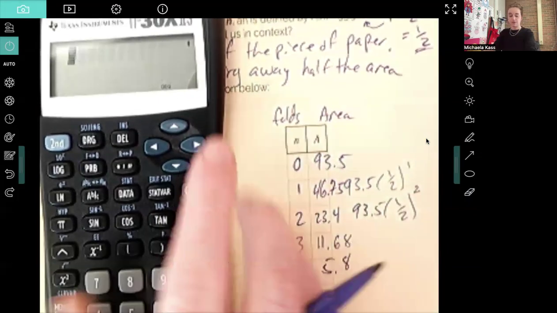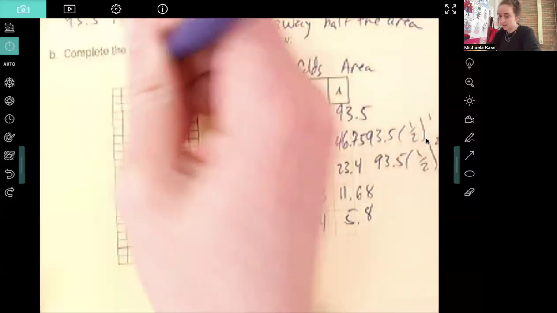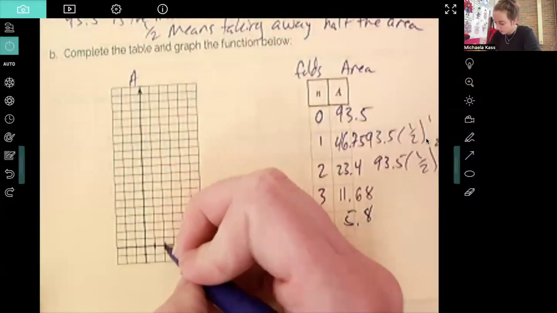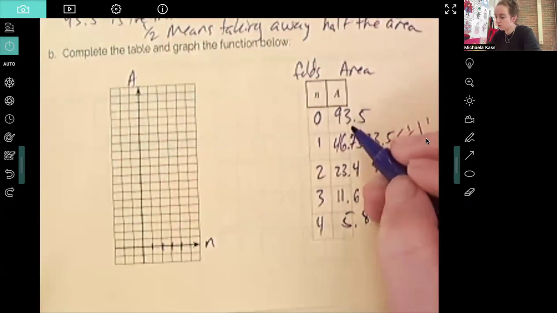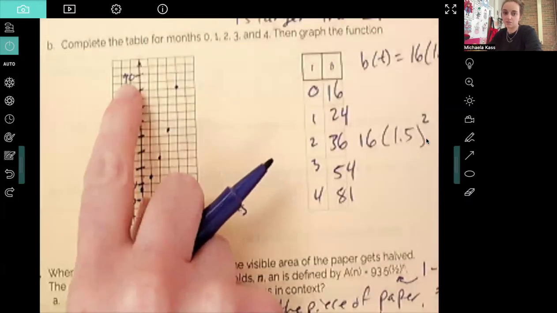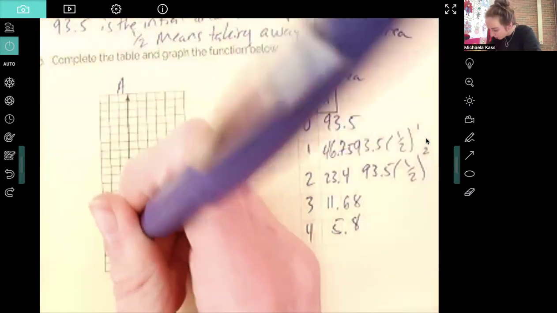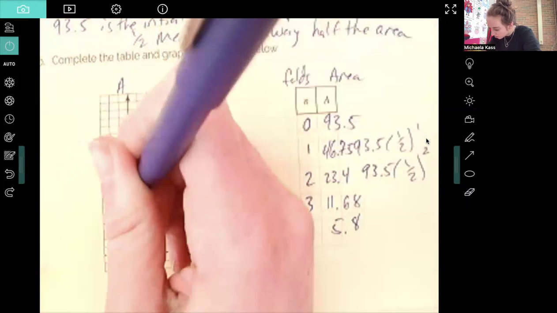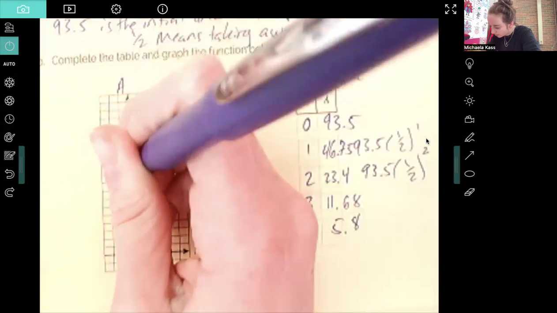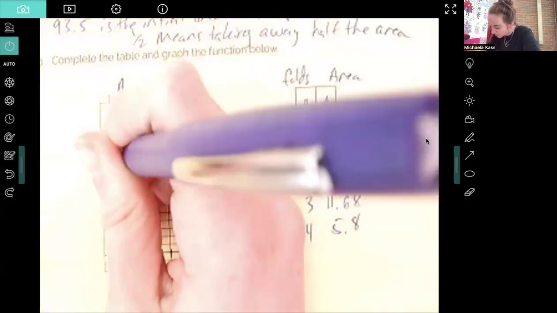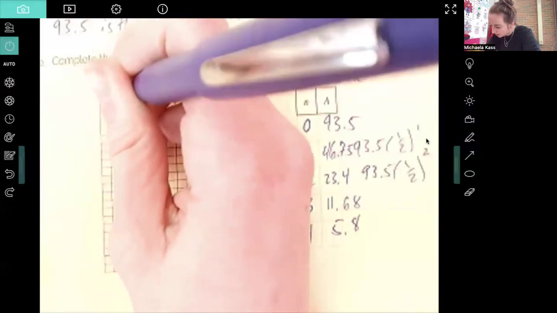So now we have to graph this. We have our folds that represent N, and this represents A. We can count by 1s down here because we're just folding it. But we need to go all the way up to 93. When I was counting by 10s up here, I'm going to be able to get 100. So skipping every other line, I'm going to count by 10: 10, 20, 30, 40, 50, 60, 70, 80, 90, and then we're at 100.